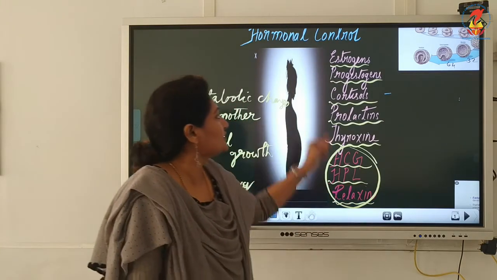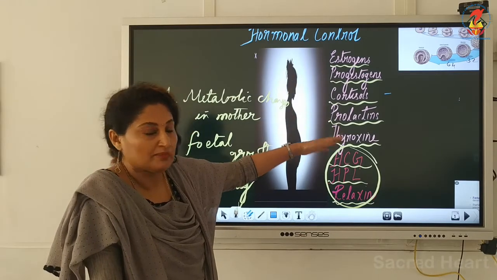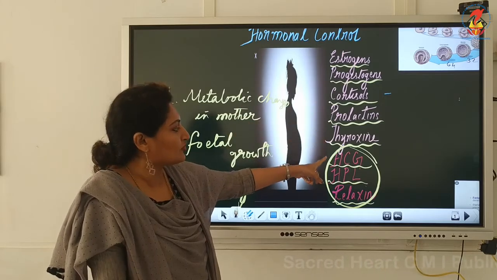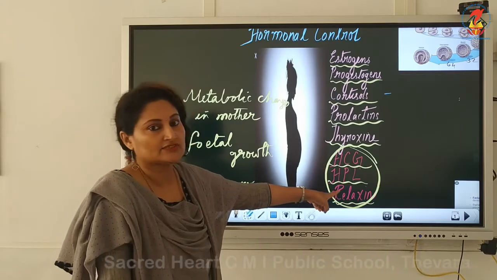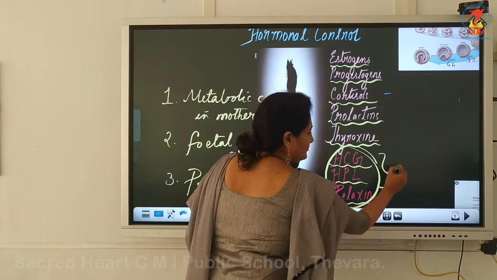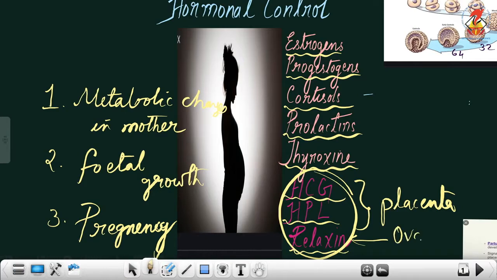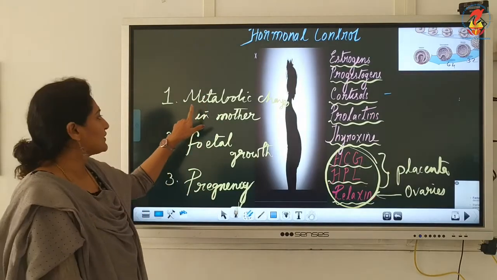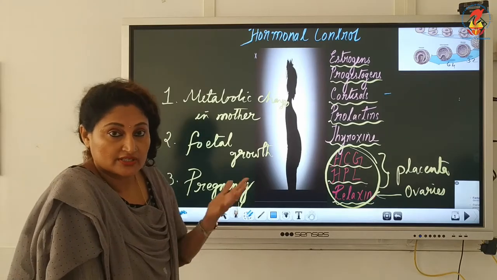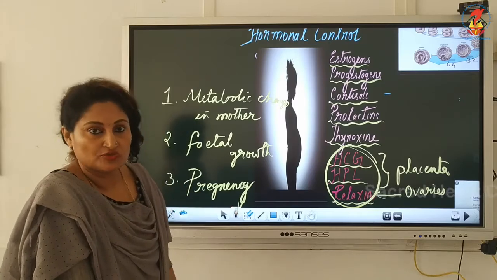So, once again the hormones are estrogen, progesterone, cortisols, prolactin, thyroxin, which are usually present in any female, but here it is in high amounts. Not only that, along with that, HCG and HPL, the source of HCG and HPL is the placenta, and relaxin is from the ovaries. So, these two are from the placenta and relaxin is secreted from the ovaries. These three hormones are only found when the lady is pregnant, and it is very necessary because it supports the metabolic changes occurring in the mother, then it supports the fetal growth, and lastly it maintains pregnancy to its full term.